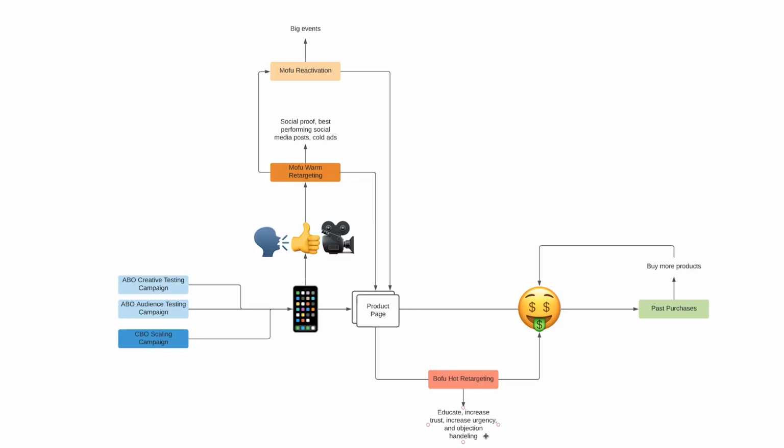Maybe if you have a more complex product, really dig deep and find those objections. You can look at some of the comments on social media posts and figure out what questions people have around your product. And then you can use those specific comments inside of your hot retargeting campaign to remarket to people.